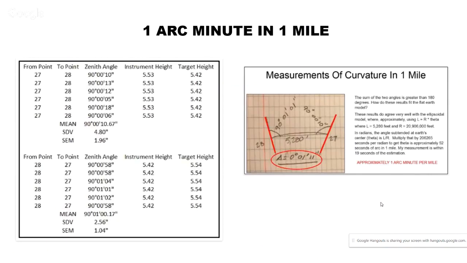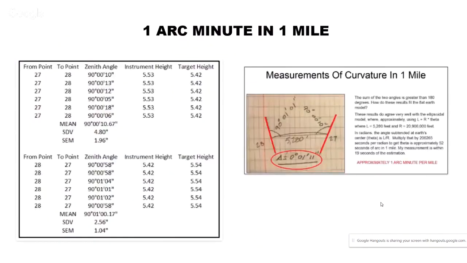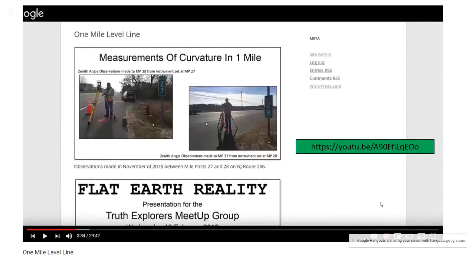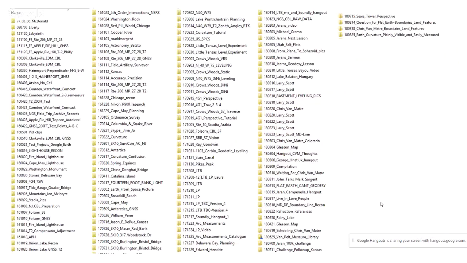So I went back there. I don't think I have it in here, but I went back a year later and added some complexity to it. I set the instrument and target up to be level with each other. So even though there's a small grade change across that mile, I set them up level with each other and did the same thing and pretty much came up with the same result.